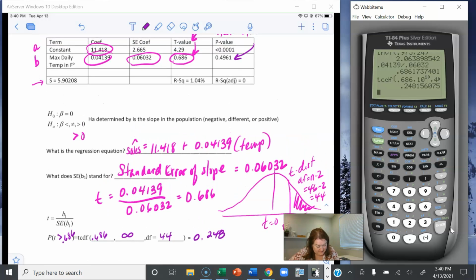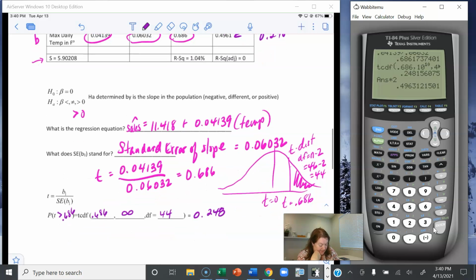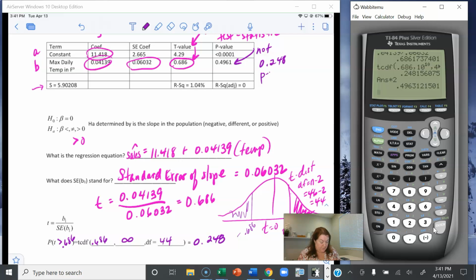Ooh, not 0.248. But I'm going to go to my calculator and I'm going to multiply that answer by 2. Look at how close that is. If I multiply it by 2, in other words, if I had a negative 0.686 and it was a two-tailed test, this is the probability or the p-value for a two-tailed test. And a two-tailed test would be the ones that use the not equals in the HA. If they're doing an alternative that is a not equals, then that's exactly the number we'd be using, 0.49.